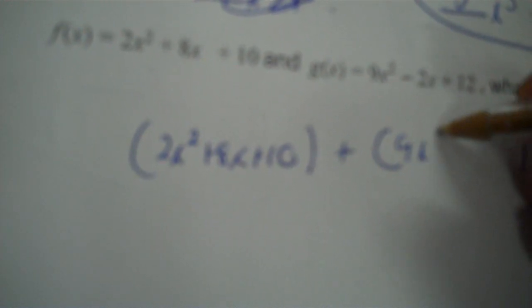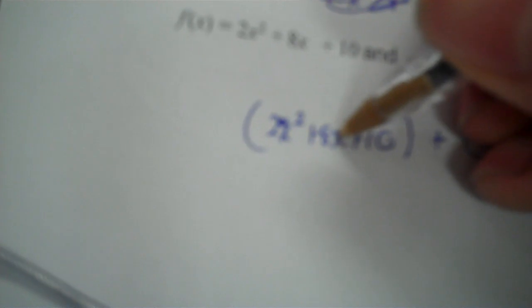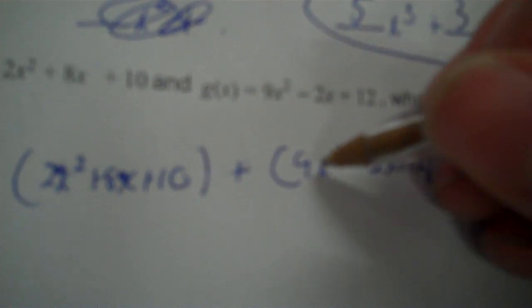Now, f of x plus g of x. So again, I will replace the f of x function with 2x to the second plus 8x plus 10. And then plus the g of x function, which is 9x second minus 2x plus 12. So again, you're not distributing anything. Yeah, you have multiplication by the coefficient and the variable, but you can't multiply that. And there's a plus between the quantities. I'd start multiplying if that said times in the middle, but it says plus.